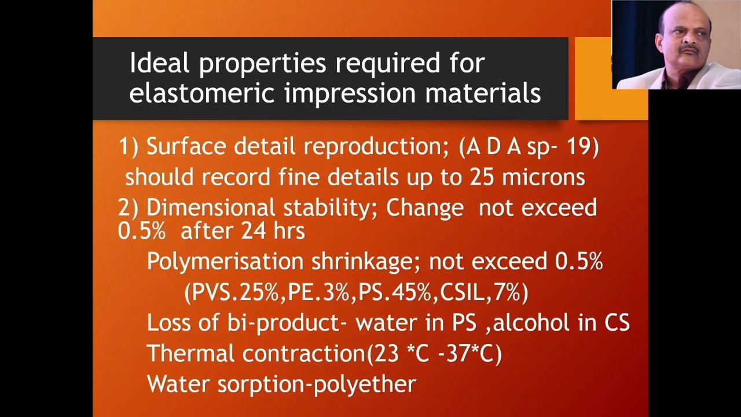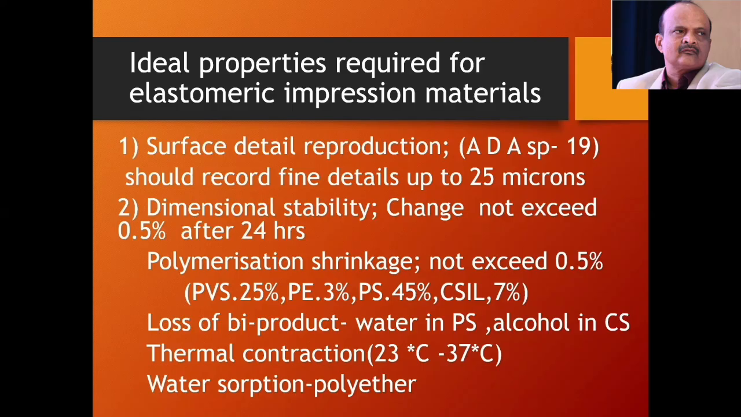Polyether has 0.3 percent of linear shrinkage. Polysulfide has 0.45 percent of linear shrinkage. Condensation silicones have around 0.7% of volumetric shrinkage. Loss of byproducts in the polysulfide and condensation silicones will lead to dimensional instability.